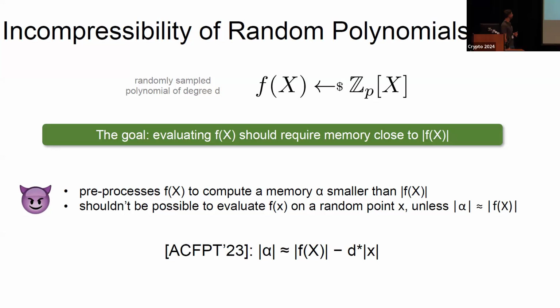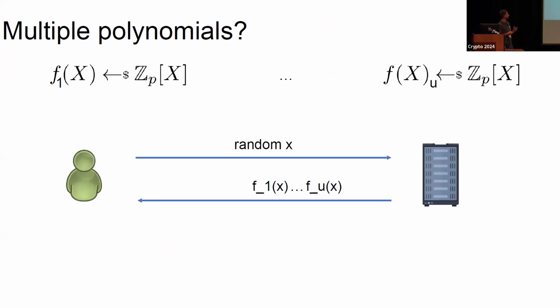And it has been shown that the memory that you need to use, in case of preprocessing, is the size of the polynomial minus a loss, where the loss is the degree of the polynomial times the size of the challenge, so the random point. And the reason for this loss is that a prover may preprocess the polynomial in such a way that it's going to answer only those challenges. So the points share some bits with the coefficients of the polynomial, and now you have this loss because you have d coefficients. So that's bad because we still have a loss that may scale with u.